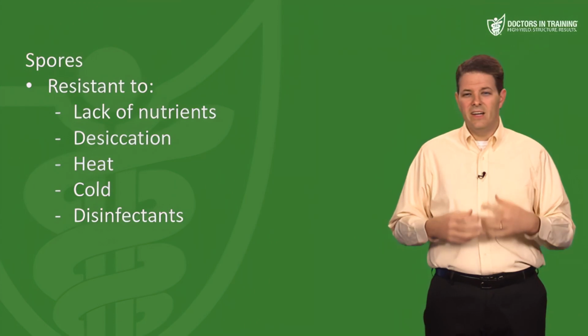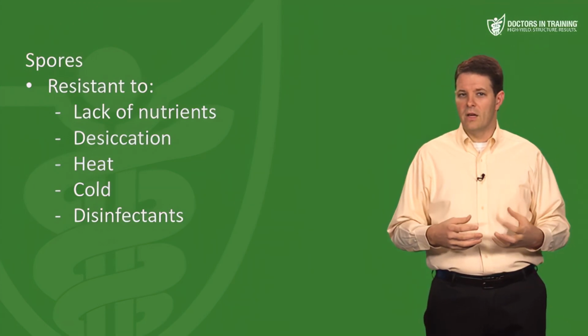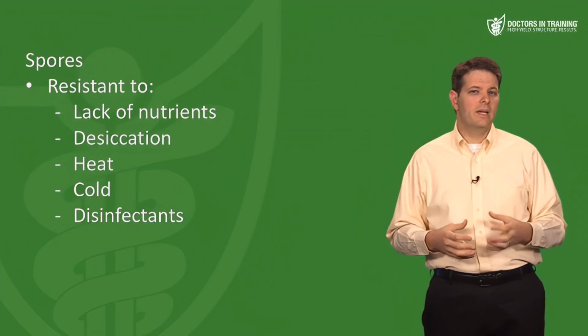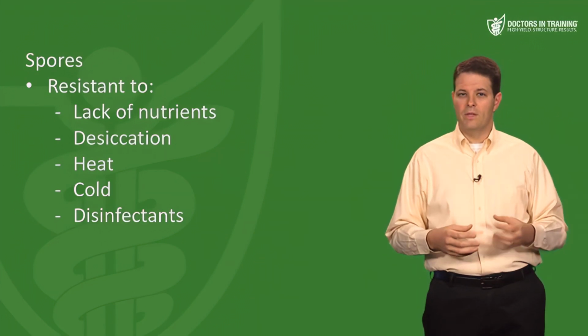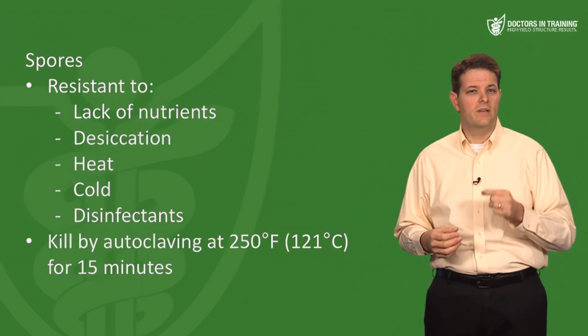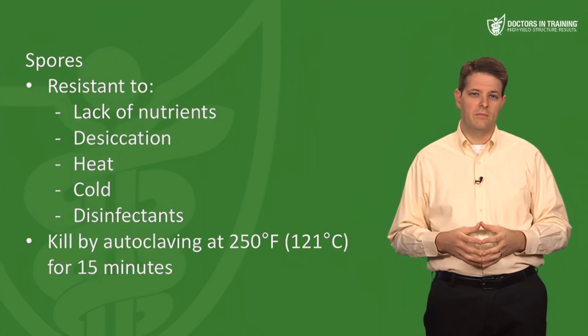that can lay dormant in inhospitable conditions until more favorable environmental conditions arise, and then they can become actively replicating bacteria again. Now, USMLE occasionally asks questions about sterilizing surgical equipment, so it may be worth knowing that you can kill bacterial spores by autoclaving at 250 degrees Fahrenheit, which is 121 degrees Celsius, for about 15 minutes.